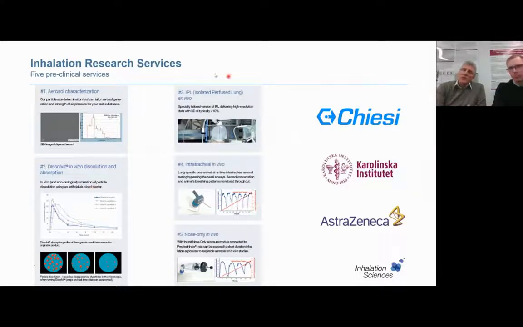And as a service, we also offer isolated perfused lung, which can be very important to get very specific data on the lungs to give you an answer how long your substance is in the lungs, how quickly it goes through the lungs and ends up in the systemic circulation in a very, very specific way.